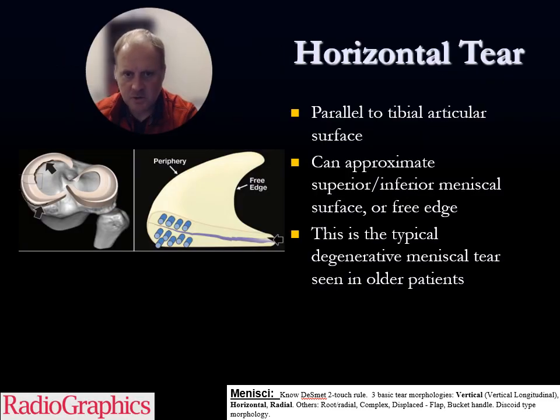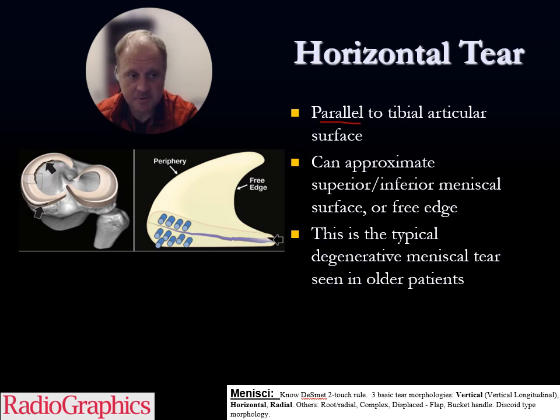So now talking more about the horizontal tear. Basically the tear by definition should be parallel to the tibial articular surface. To be a tear, the most important criteria is that it should approximate the meniscus surface, either inferiorly or superiorly, or the free edge on two contiguous images. And this is often the typical degenerative meniscal tear that's seen in older patients.